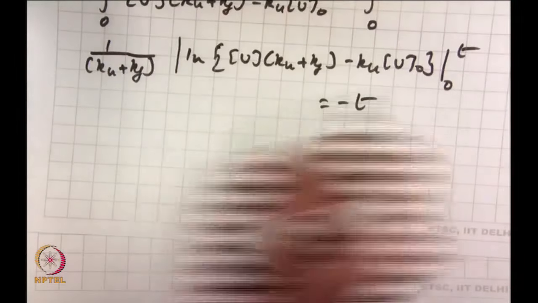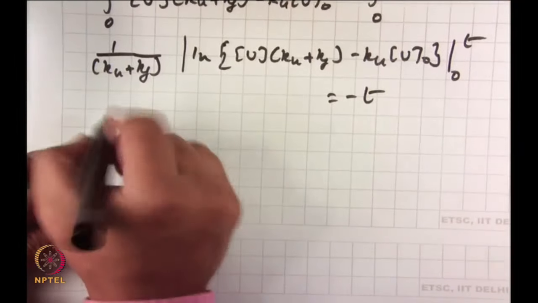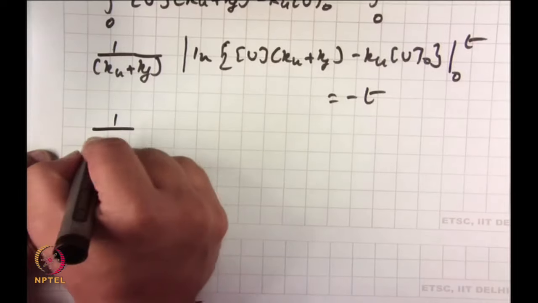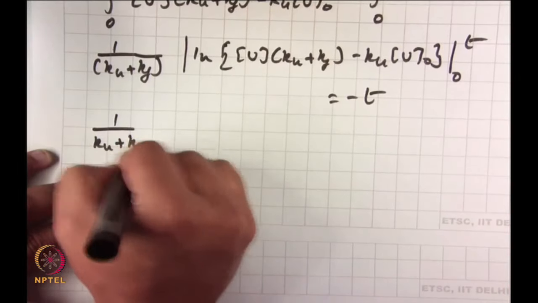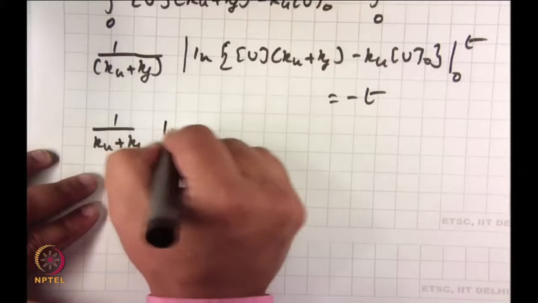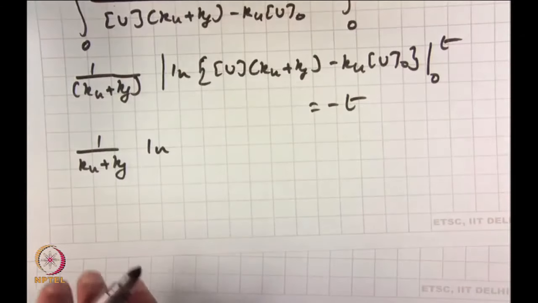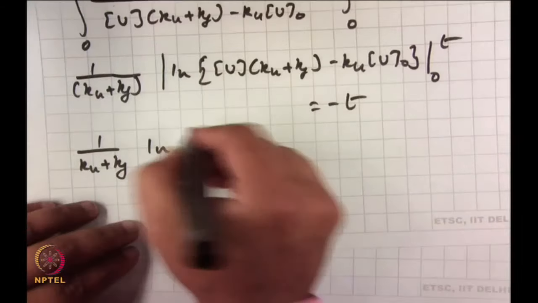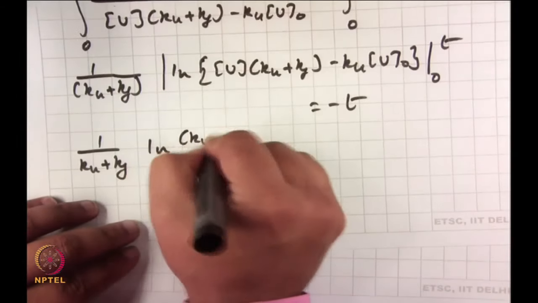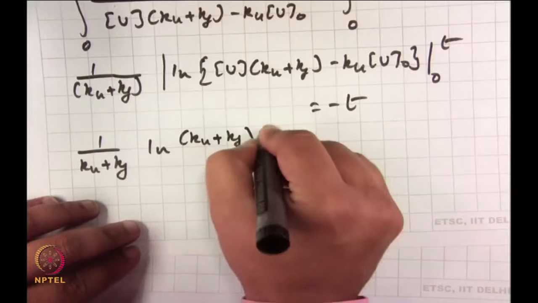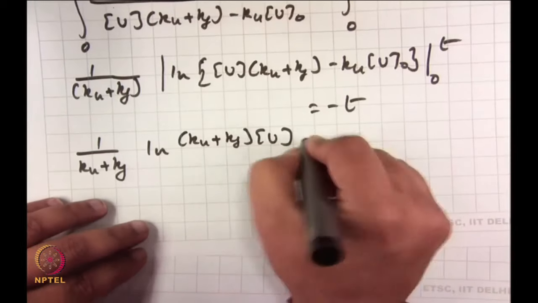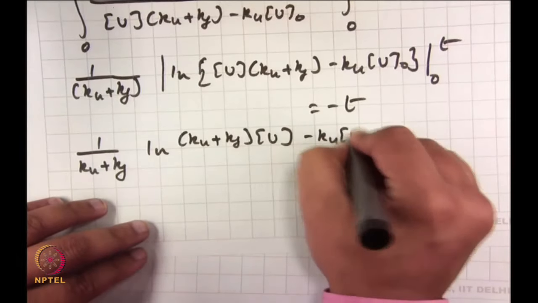Now, how would this simplify? Can you tell me? So, can I write this? So, 1 by k u plus k f natural log. See, the top one is t. So, everything remains the same. So, that means I can write k u plus k f times u minus k u times u naught.